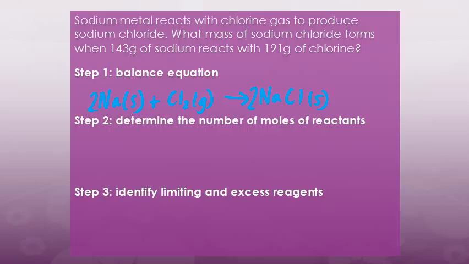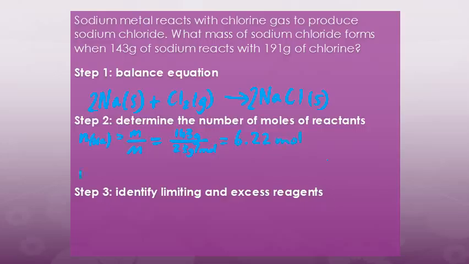So now it's balanced. Now I want to use the mass that's given in the question to calculate the number of moles of each of the reagents, each of the reactants. So I'll start with sodium, and I might have to work across the page to be able to fit it. So the number of moles of sodium equals the mass divided by the molar mass, which equals 143 grams divided by 23 grams per mole, which gives me 6.22 moles.